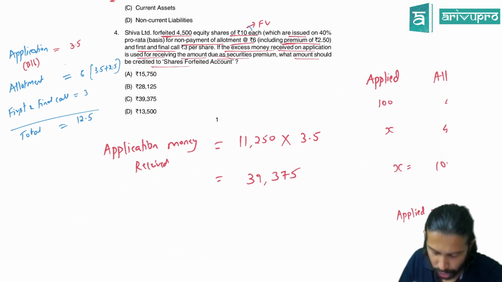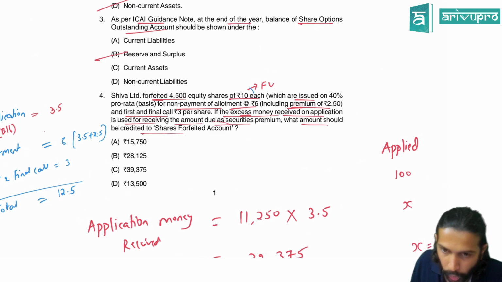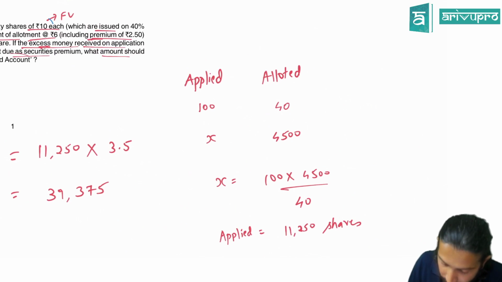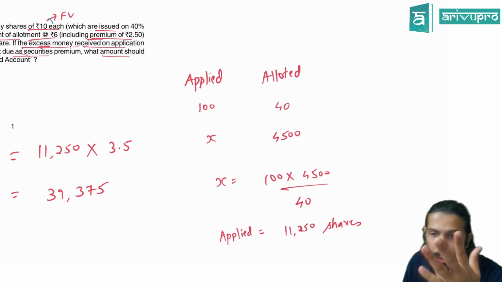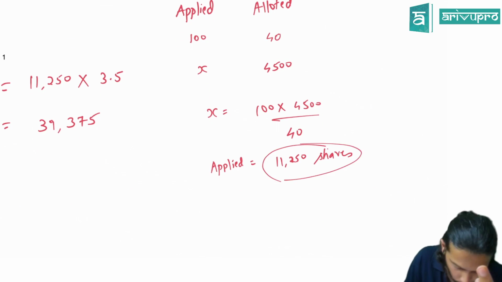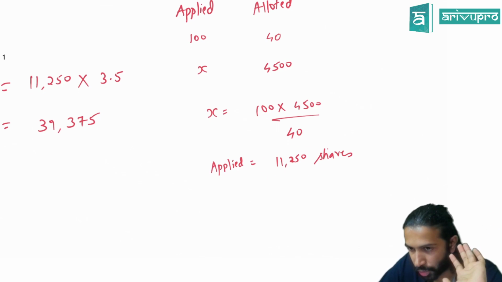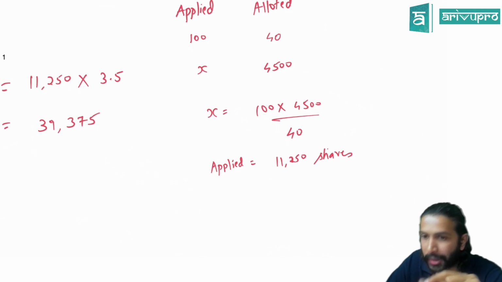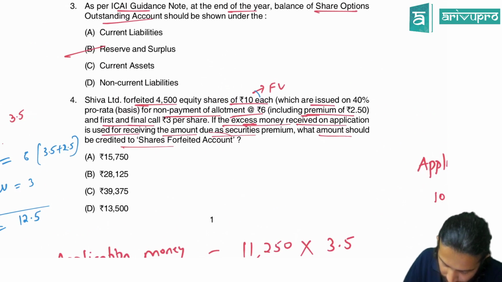No, check the next line first. What excess money? Sir, this is a pro rata allotment. These shareholders have been allotted only 4,500 shares, but unfortunately they have applied for 11,250 shares. That means they have paid more application money. Yes, they paid extra application money. So that means they paid some excess money. See what they are saying?